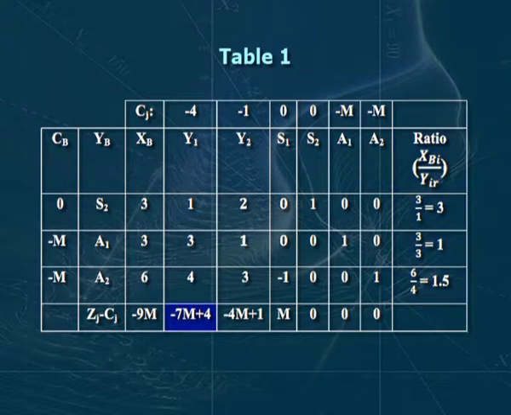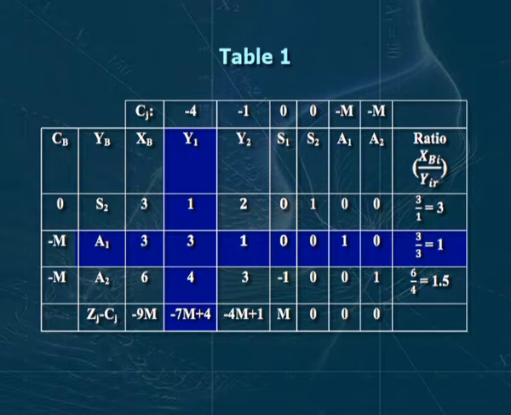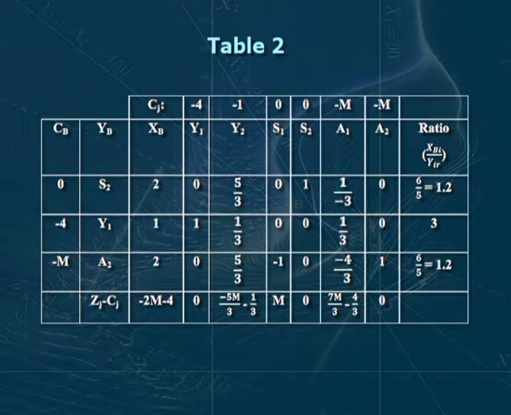Here the most negative value of Zj minus Cj is for the column y1, so it is called the pivotal column, and the minimum ratio is for the second row having numerical values, so it is called the pivotal row. The cross element of the pivotal column and pivotal row is called the pivotal number, which is 3, denoted by red color. Let us see table 2.